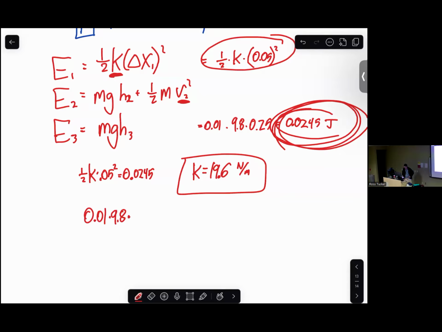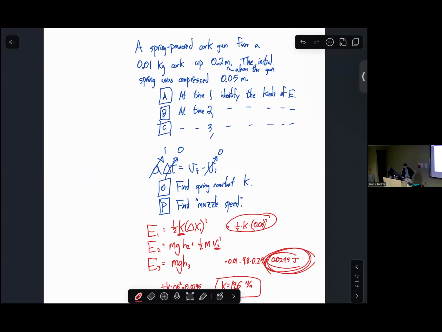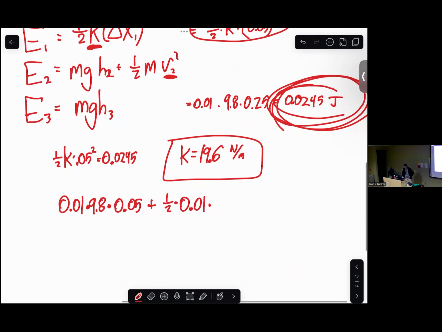What is H2, by the way? How high do you get when you hit the muzzle? I hope you agree that it's 5 centimeters because I told you that the initial spring was compressed by 5 centimeters, 0.05 meters. Plug and chug. V2 is very close to 2.